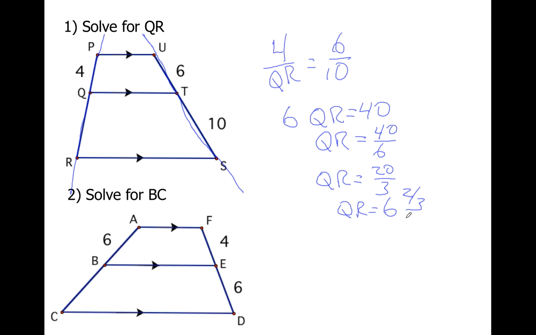Go to the next one. Similar fashion. Top left, bottom left, top right, bottom right. So we got 4 times BC equals 6 times 6, which is 36. Divide both sides by 4. BC is equal to 9. Okay.